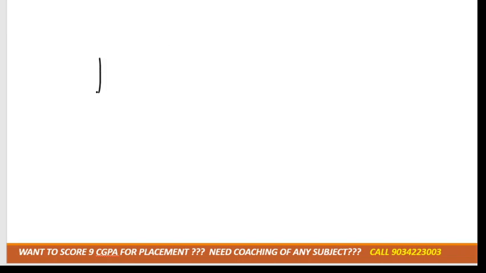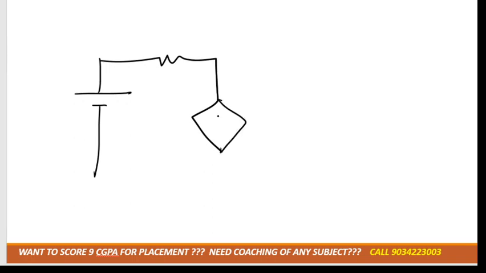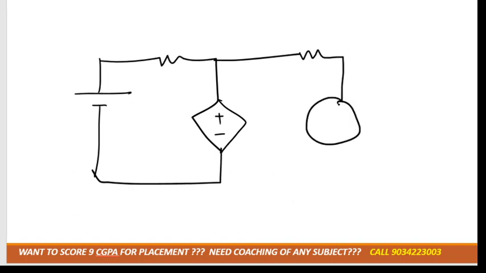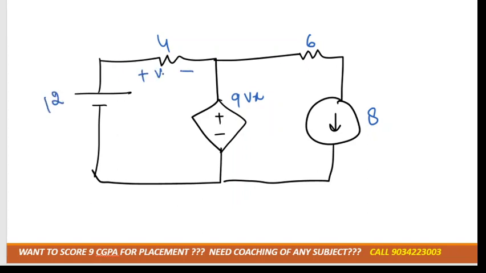I'm giving you a simple question based on the dependent source. Draw the diagram. You have to simply apply KVL. Okay. Now tell me, how many meshes are there? Two meshes are there. Two meshes means two variables.